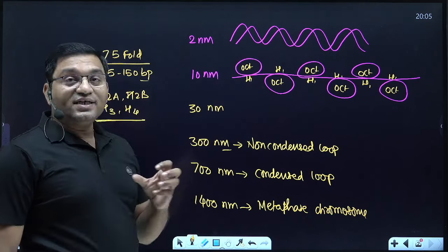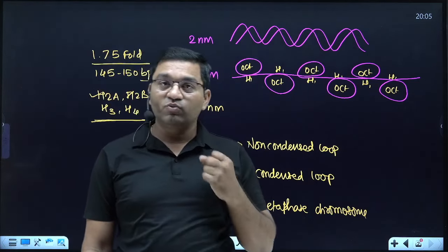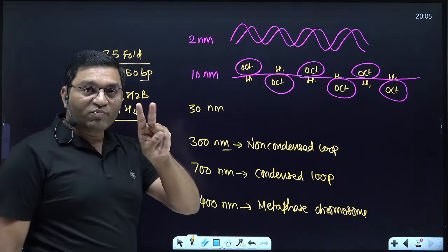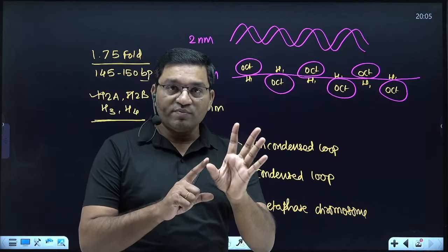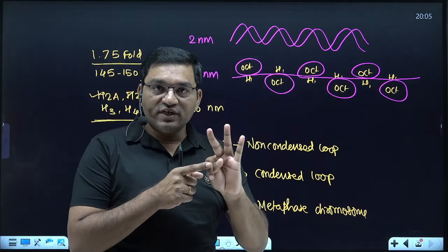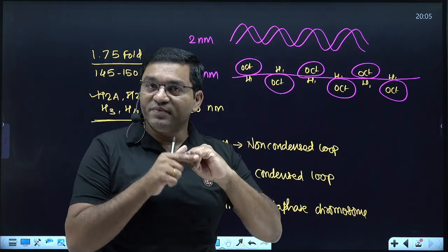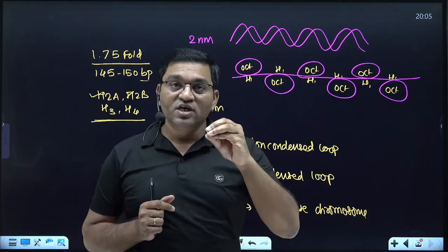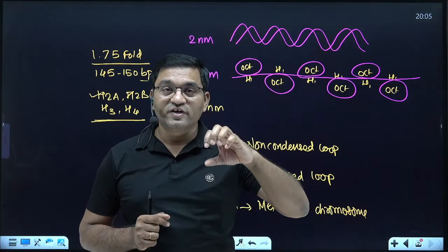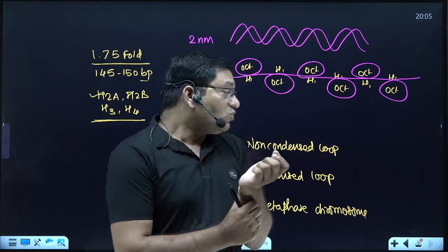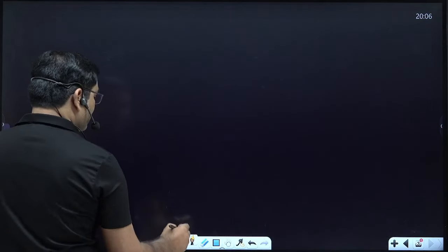Now for making the DNA available, there are a number of modifications which are done in the histone proteins. So two are important, remember only two histone modifications. All of you know the mnemonic, that is RuPaMS. RuPaMS means ribosylation, ubiquitinylation, then phosphorylation, acetylation, methylation and sumoylation. These are the post-translational modifications in the histone proteins. Now, two are important here. Just remember these two, histone acetylation.